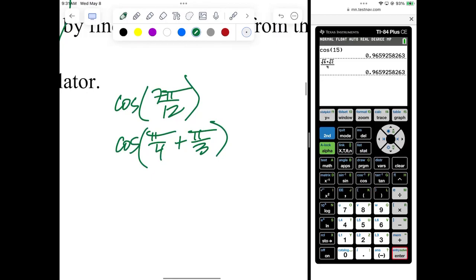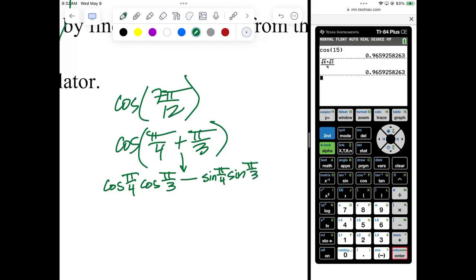And now we'll use the identity, which is cosine of the first times cosine of the second. And what becomes of the sine? It becomes minus now, and then it's sine of the first, sine of the second.